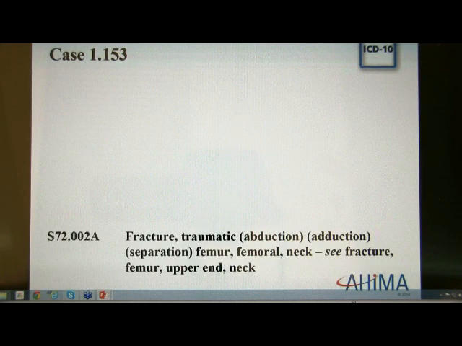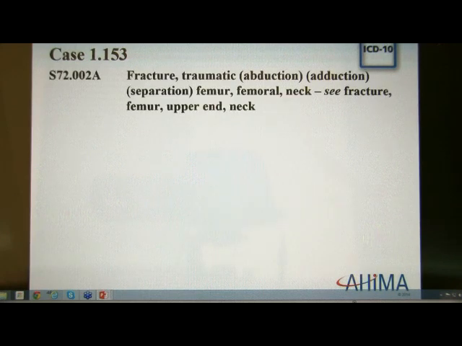So our first code here, fracture traumatic of the femur femoral neck, S72.002A. So that A is because this is our initial encounter. The next code that we're going to report is what caused this injury. And in this case, he fell off a ladder.